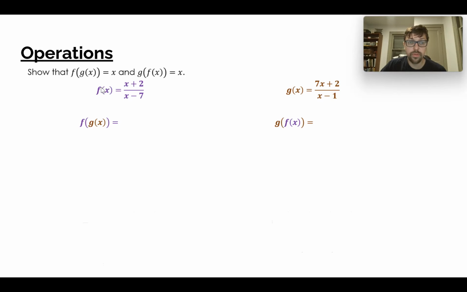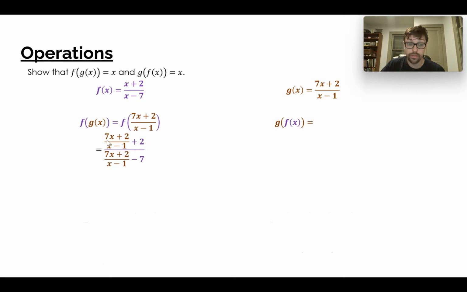In this example, we again want to show that these two, when composed, both equal x. So we want to take f of g of x, which is all of that mess, a big rational, and plug that into f of x. But notice that there are two places inside of that rational where all of this mess needs to go.